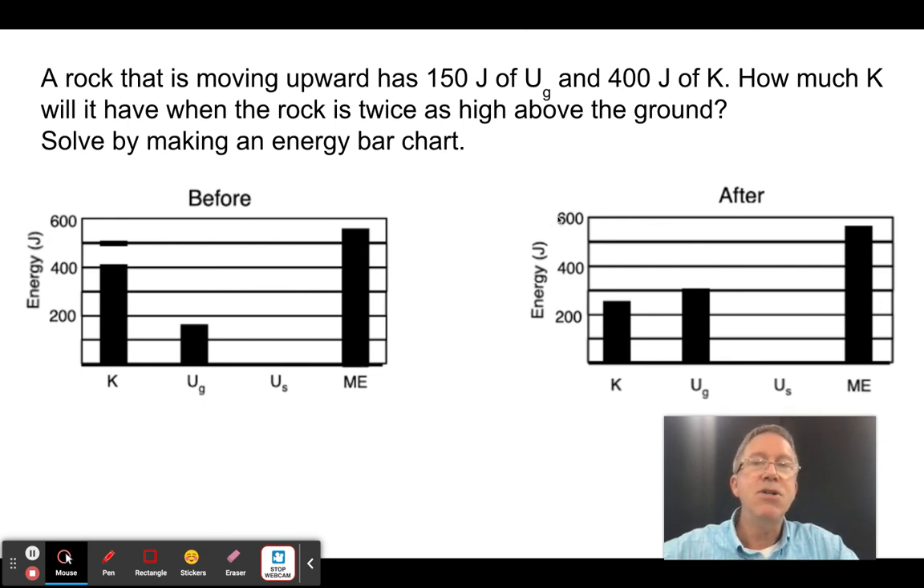How much kinetic energy will it have when the rock is twice as high above the ground? Well, if it's twice as high, mgh, h doubles, so it has twice as much potential energy. So instead of having 150, it's going to have 300 joules worth of gravitational potential energy. The total isn't going to change. So if I had 550 mechanical energy before, I have 550 now. So therefore, how much kinetic energy must it have? Well, how much do I have to add to 300 to get to 550? I have to add 250. So this went from 400 down to 250. It's just an easy way of solving.